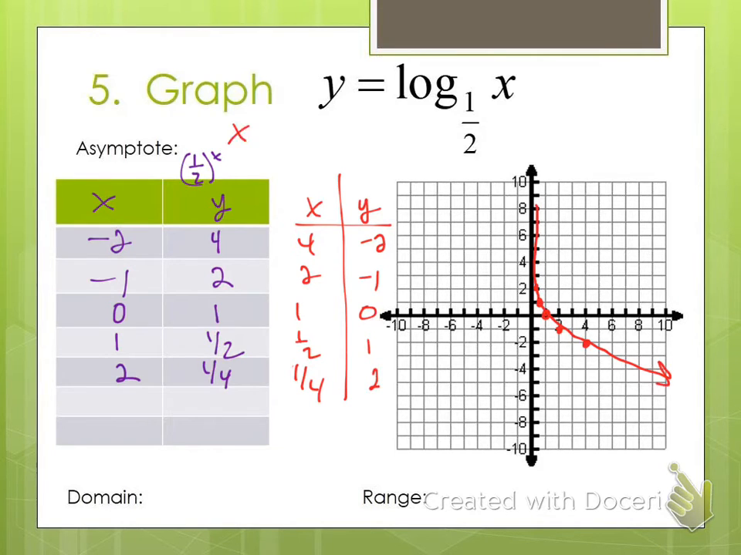So our asymptote is still going to be at x equals 0. Our domain, again, still doesn't want to cross 0 on the x-axis, so 0 to infinity. And the range would go -infinity to +infinity. All right? So it flips around, kind of like what the growth and decay models do.